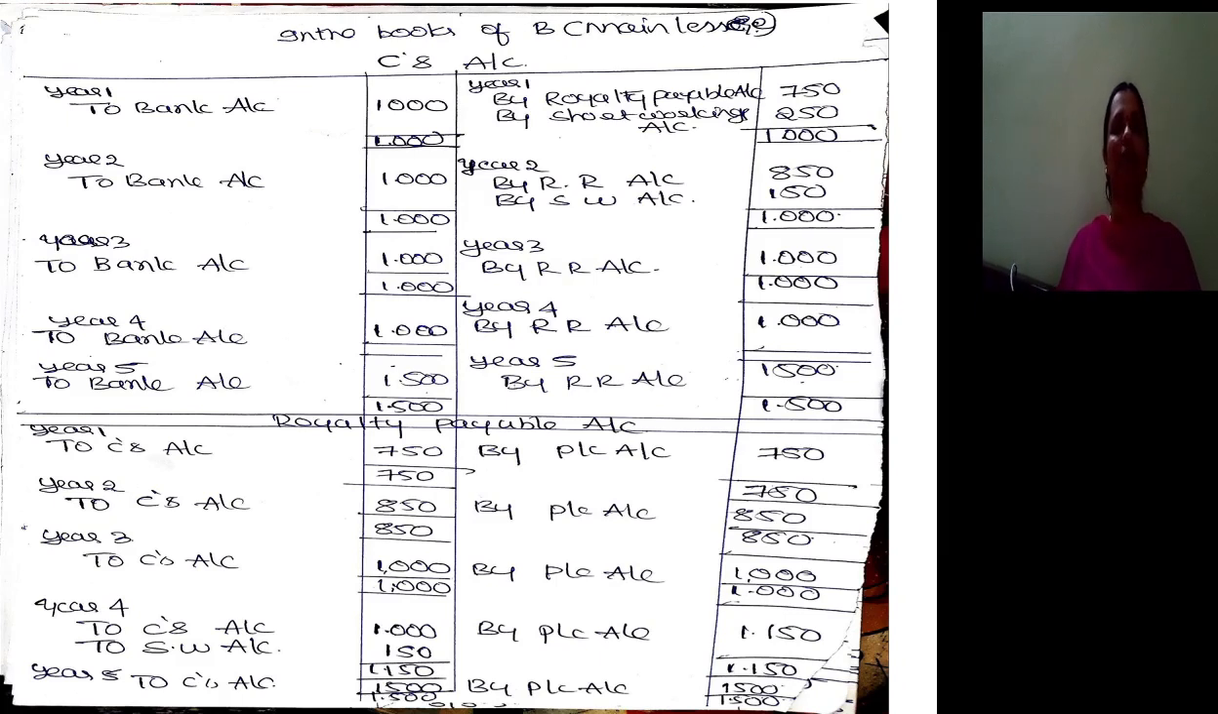This is how to prepare accounts in the books of B as a main lessee. What all accounts do we prepare? We prepare lessor account, we prepare royalty payable account, and we prepare short working account. Try to understand. Instead of writing RP account in 2nd year, 3rd year, 4th year, 5th year, particularly in lessor account, I have written RR account. You make it as RP account, not RR. By mistake it was written as RR. It is not RR, it is RP, royalty payable.